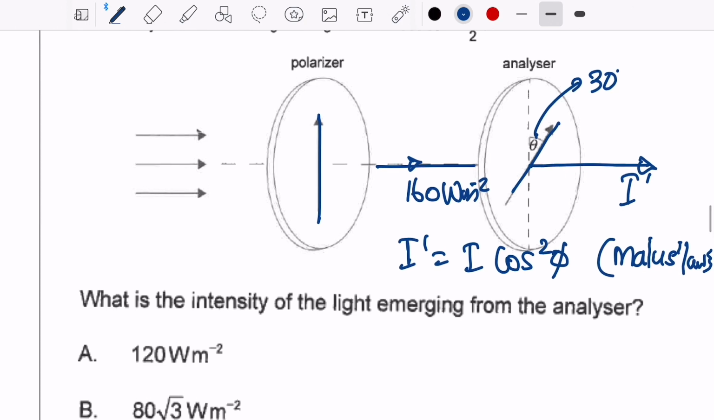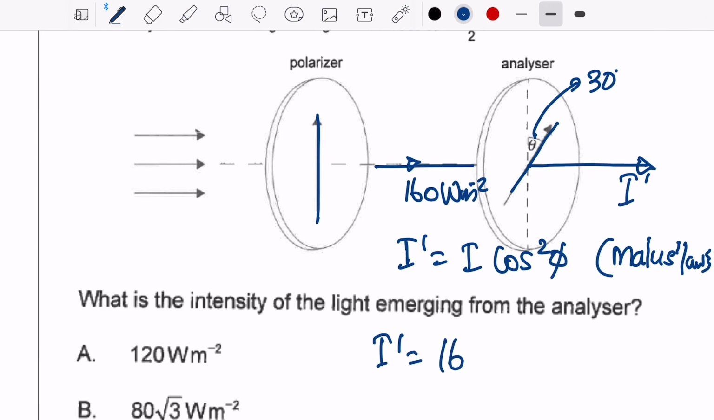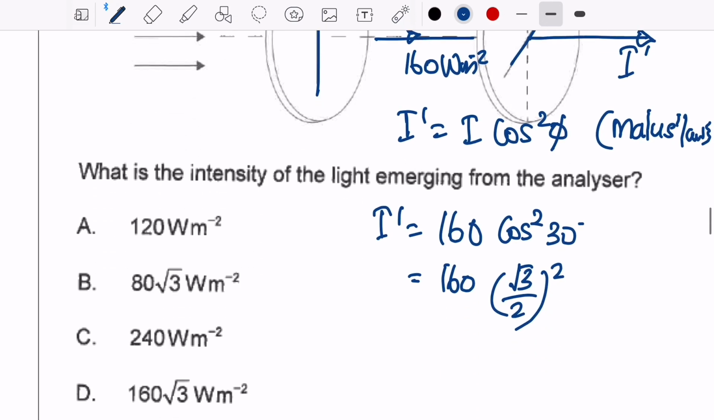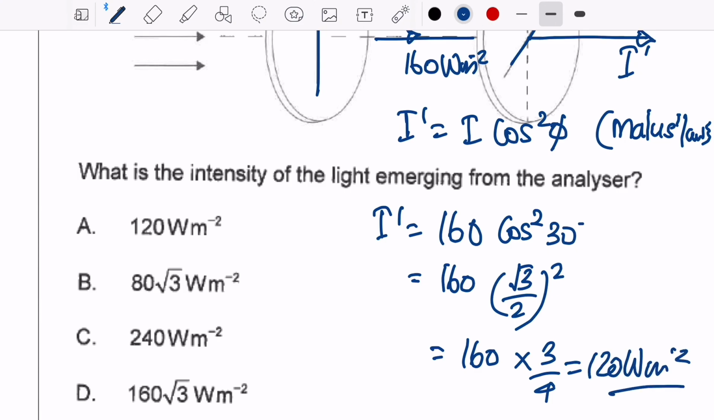So let's do the calculation. I dash is incident intensity is 160, cosine squared 30. They gave you cosine 30 is square root 3 over 2 squared, right? 160 times 3 over 4, 120 watt per square meter. Boom. Answer is A.